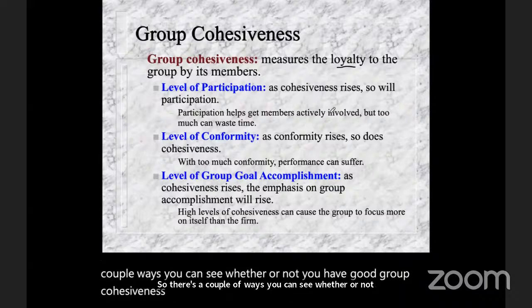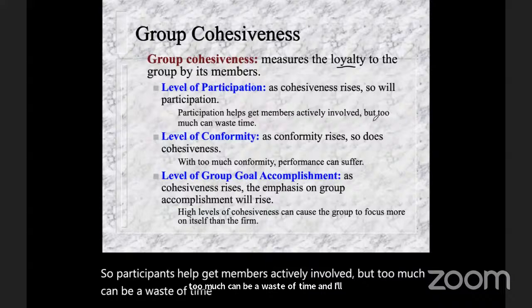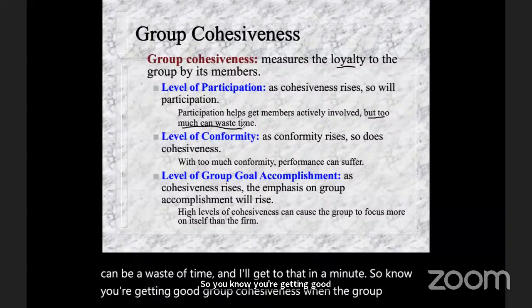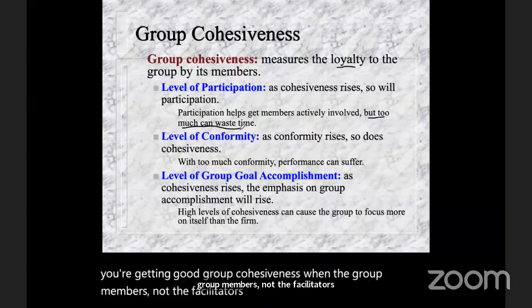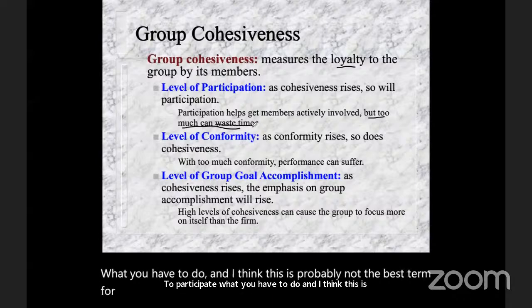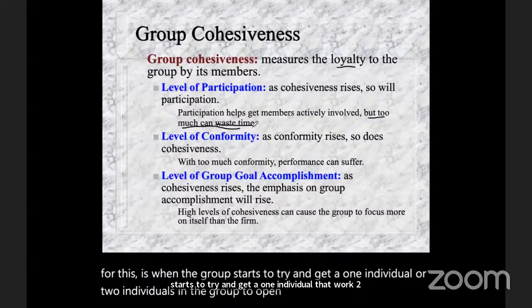There's a couple of ways you can see whether or not you have good group cohesiveness. One is that the level of participation increases. Participants help get members actively involved, but too much can be a waste of time, and I'll get to that in a minute. So you know you're getting good group cohesiveness when the group members, not the facilitators, encourage other group members to participate. What you have to watch for is when the group starts to try to get one or two individuals to open up, and they spend a lot of time.